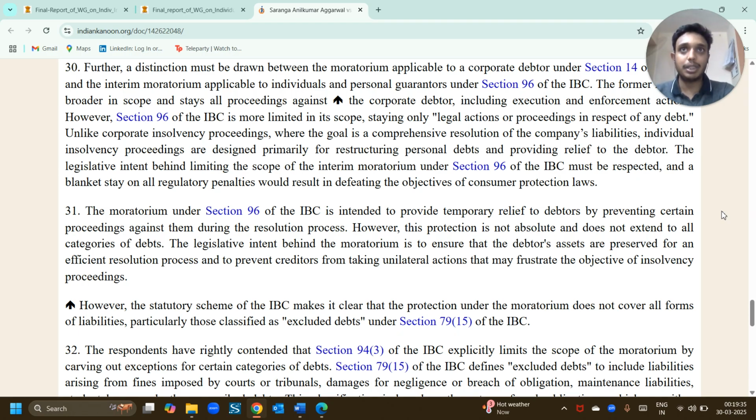In other cases, it might be more serious or more severe penalties which might be payable, which are now stayed solely because of the ground of interim moratorium, which is not permissible and which, as the Honorable Supreme Court has held, is not in accordance with the legislative intent behind the interim moratorium under section 96. Now further look at para 31.